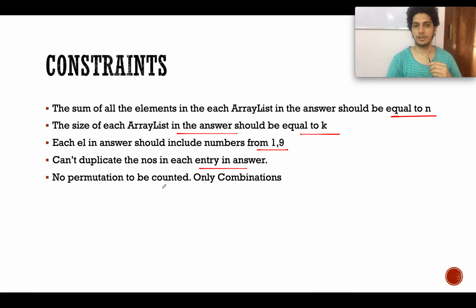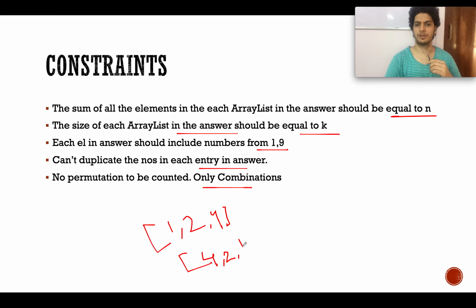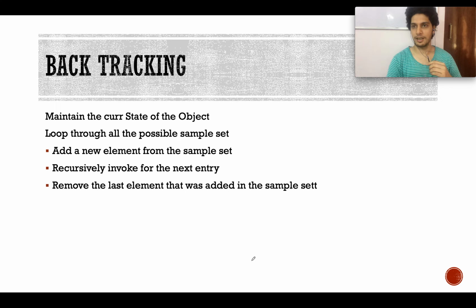No permutation is to be counted, only combinations. So we are only interested in combinations. So 1, 4 should be treated as equivalent to 4, 1 and should have only one entry. This gives you a hint that you may use a set somewhere. The approach that we will follow is the backtracking approach. If you are not aware of backtracking, don't worry. It's a recursion with a tweak, and I'll talk about what tweak it is.